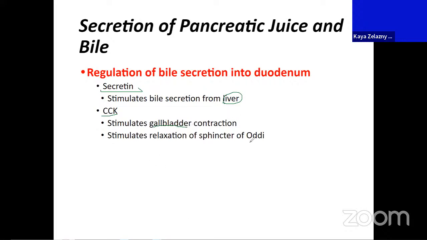And at the same time, we got a sphincter controlling all these ducts and stuff coming into the duodenum. Sphincters are circular, so we want them to relax so that we can actually get the fluids in there. So CCK is also doing that.